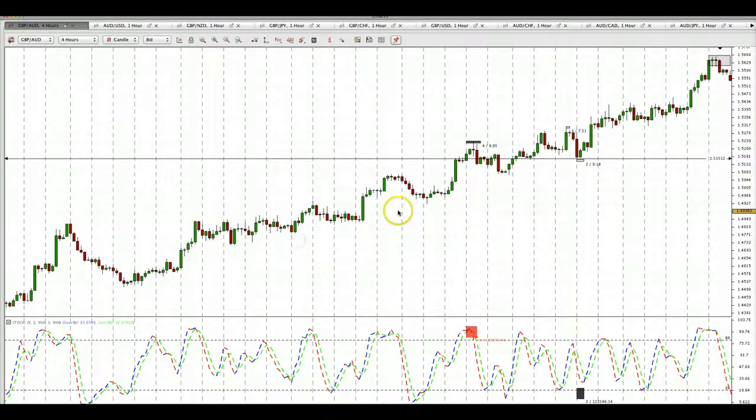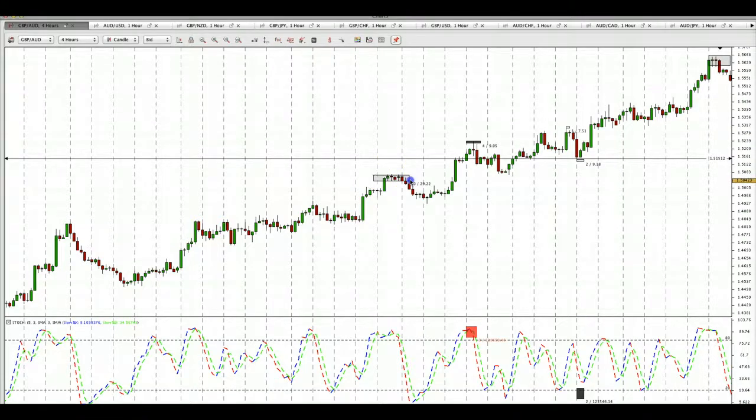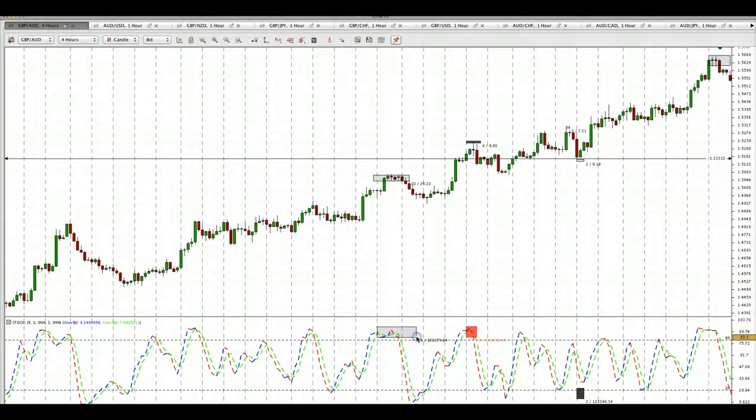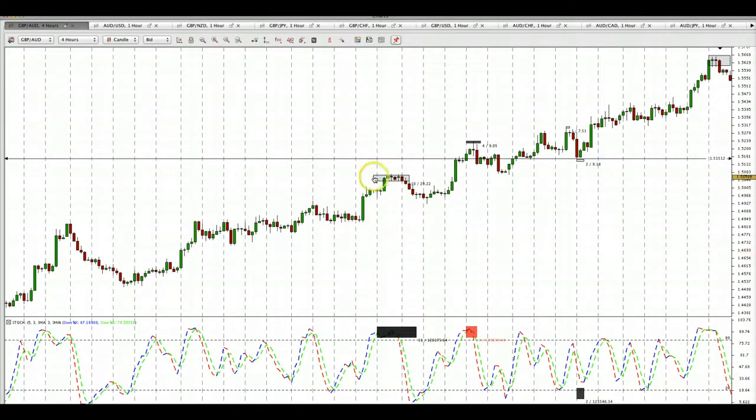Okay. Here's another trade setup on the 4 hour chart, and stochastics is also overbought. Let me just change the color just to distinguish this one from the previous.